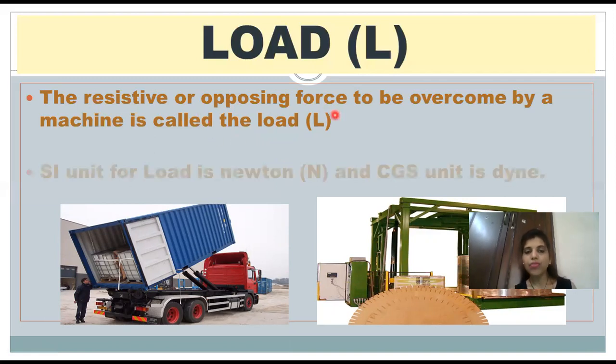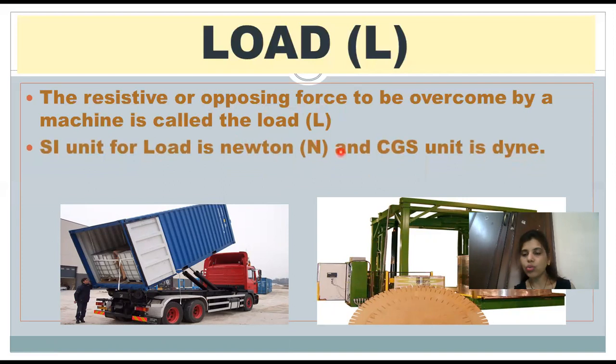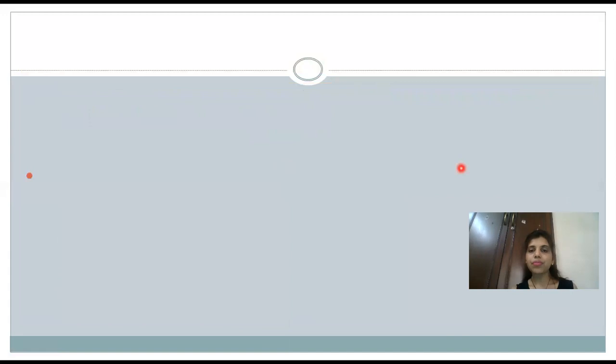So let us see. The SI unit of the load is Newton, which when you're writing the complete name, N should be small. And when you're writing only the abbreviation, N should be capital. And what is the CGS unit? Dyne. So I hope till here, children, everything is clear. Now we go to the next slide.